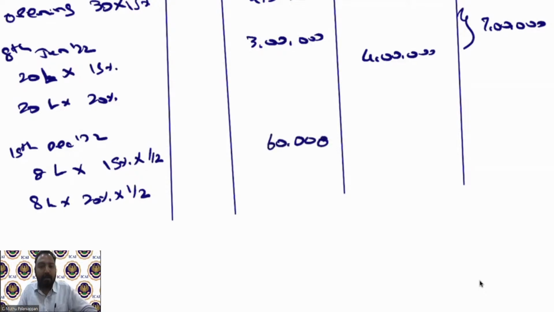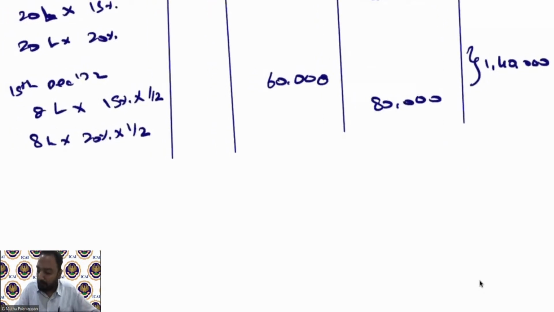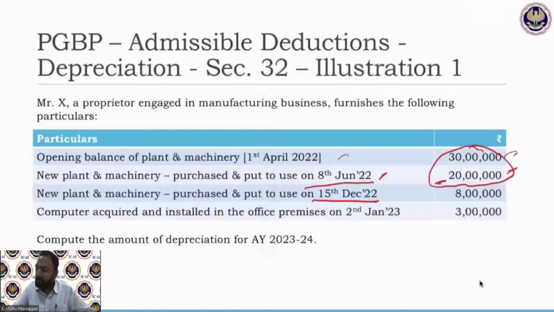And here 8 lakh, 10%. So that is 80,000. So put together 1,40,000 for this asset. Then computer. Computer is purchased on 2nd January and it is for office premises. So which means if an asset is purchased for office premises, it is not eligible. It is not eligible to claim depreciation.